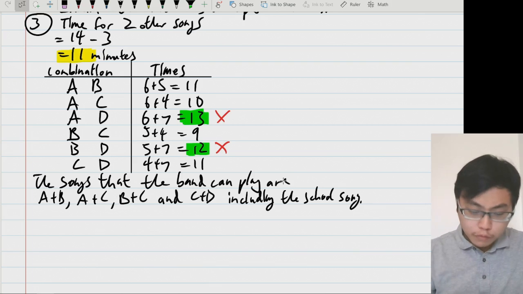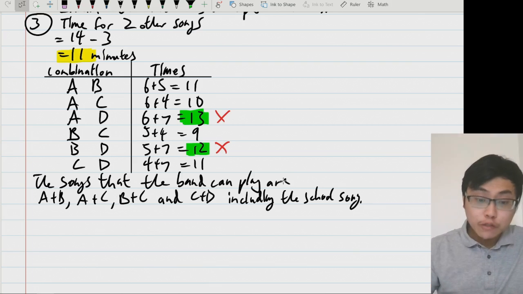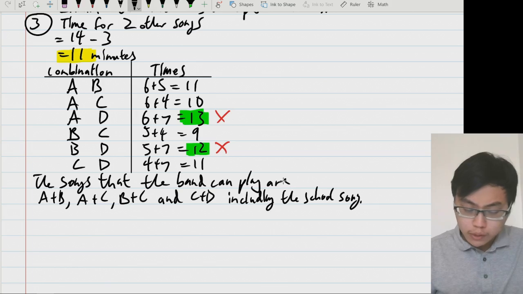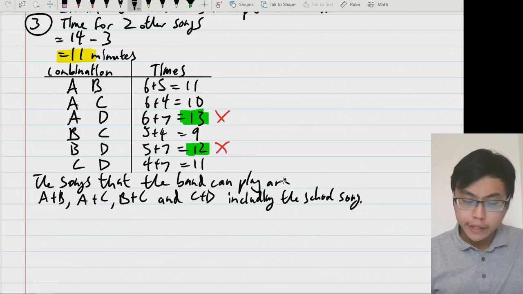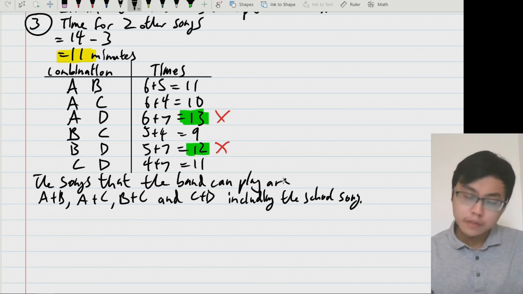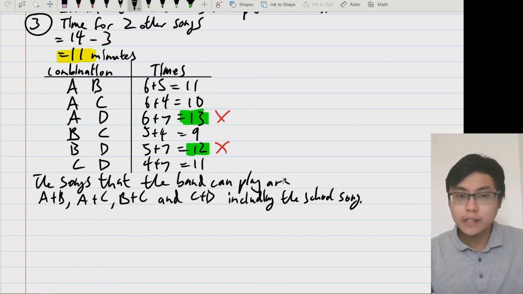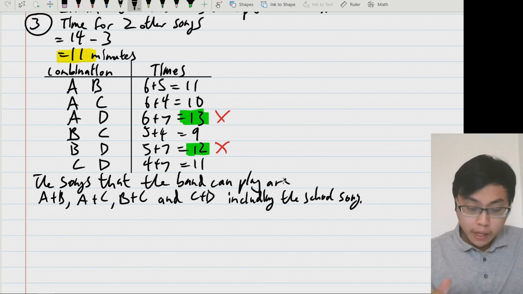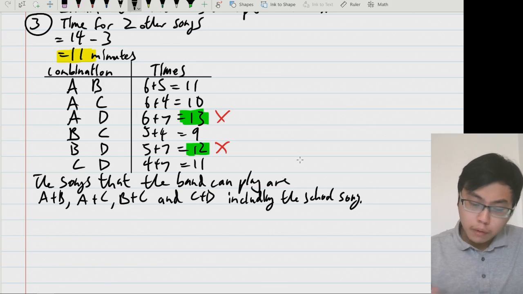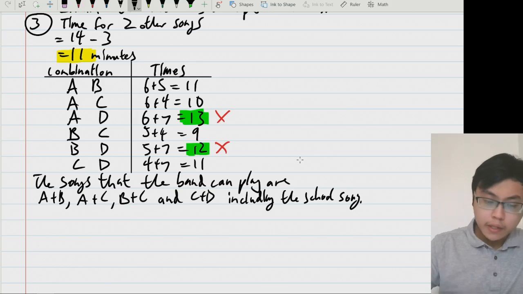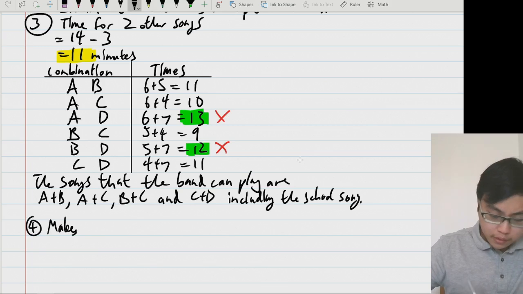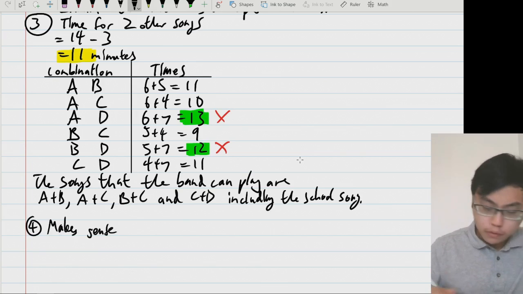And lastly, we want to review if these answers make sense. So let's look at our answers. Which ones are not included? A and D. Why is that? Because D is the longest, 7 minutes, so it's highly likely that it would go over time. And B and D is also over time, and so it does make sense. So in the end, it makes sense. No problem.